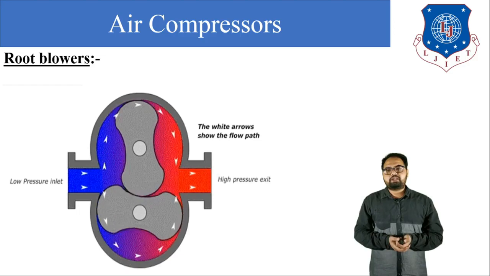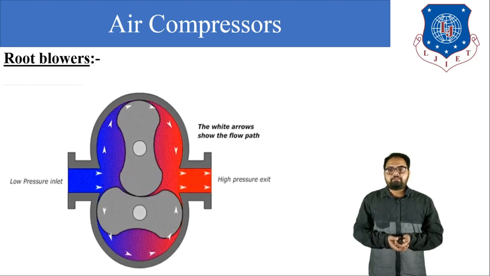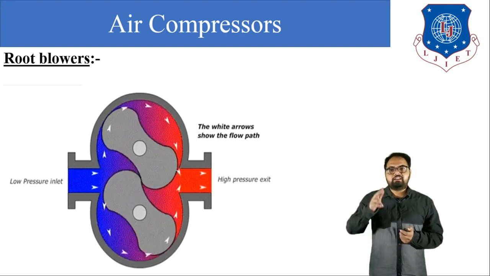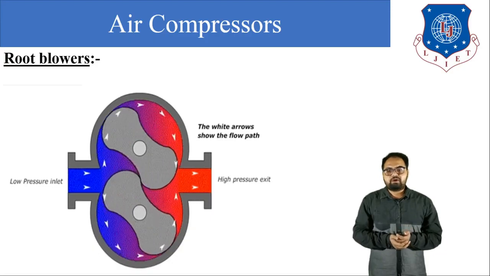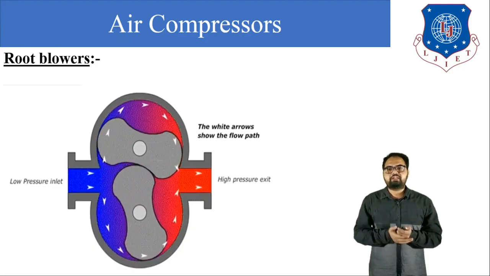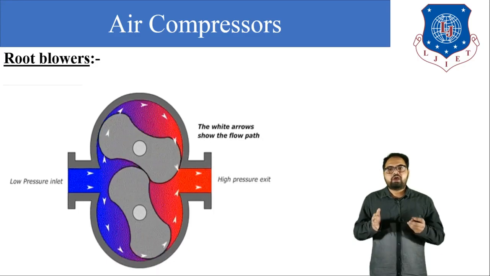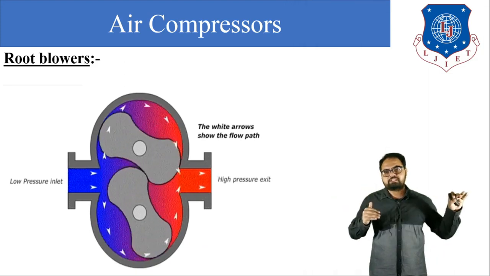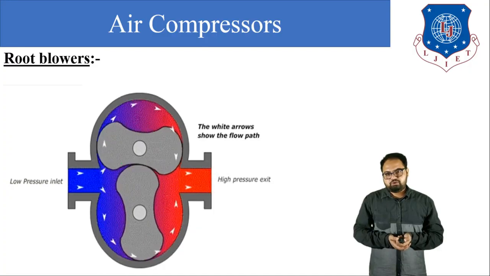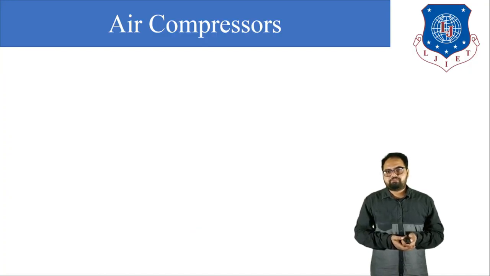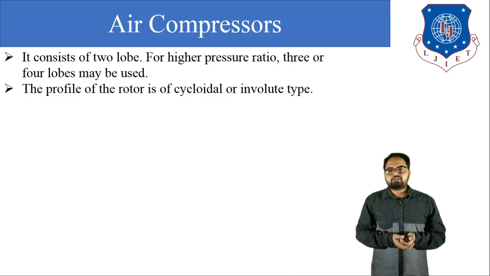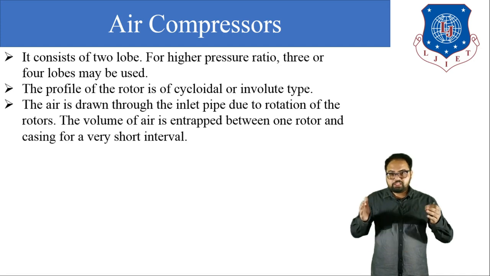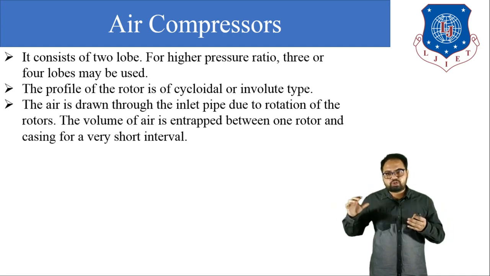Next is the Roots blower type air compressor. In this type of air compressor, two lobes are provided. Here in this figure you can see the rotating parts, that is, the lobes. One is the driving lobe and another is the driven lobe. Both these lobes are fitted in a casing. From one side the air enters, and from the other side the air is discharged. The profile of these lobes is cycloidal type or involute type. The air is drawn into the inlet pipe due to the rotation of the rotor.